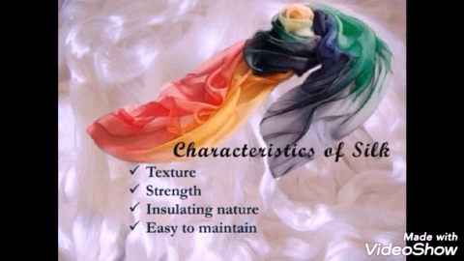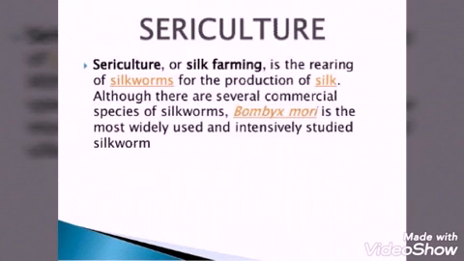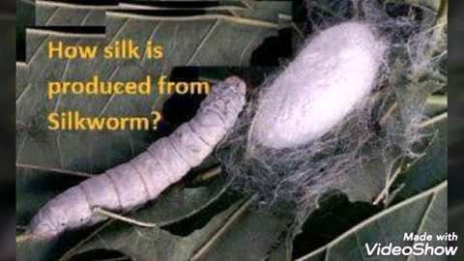This shiny fiber silk is obtained from the silkworm. This process of rearing of silkworm for obtaining silk is called sericulture. To know how silk is produced from silkworm, we should learn about the life cycle of silkworm. Let us learn about different stages in the life cycle of silk moth.